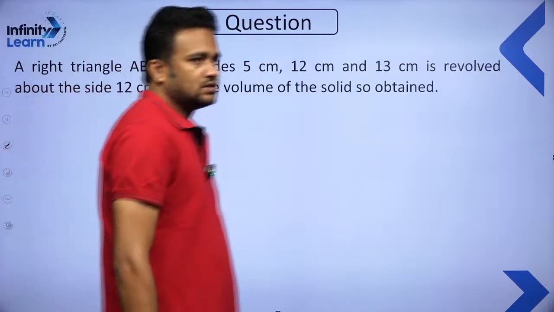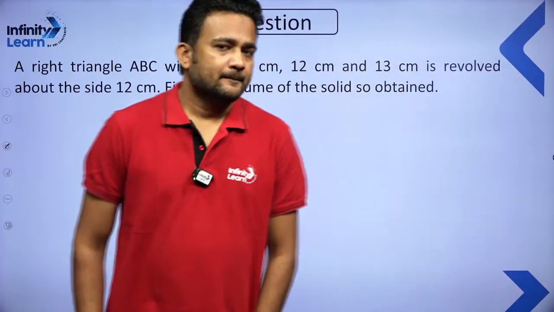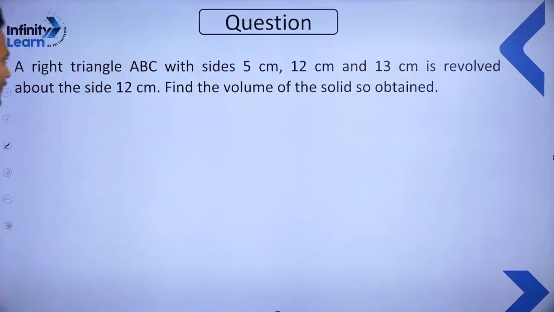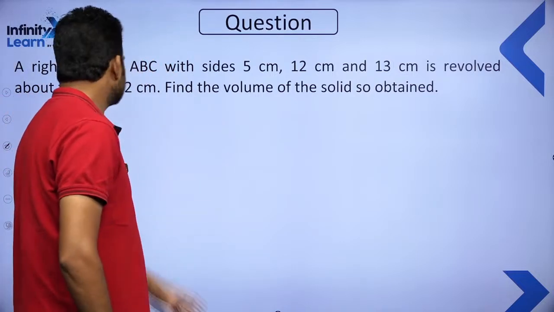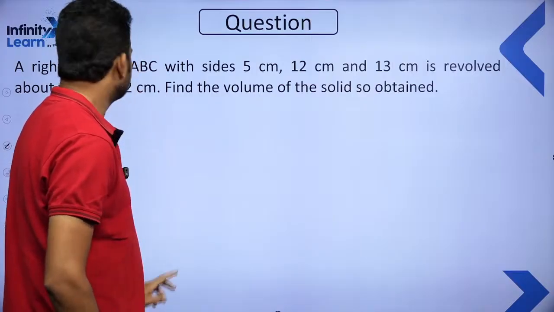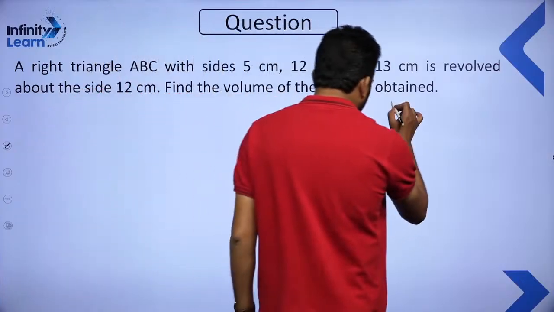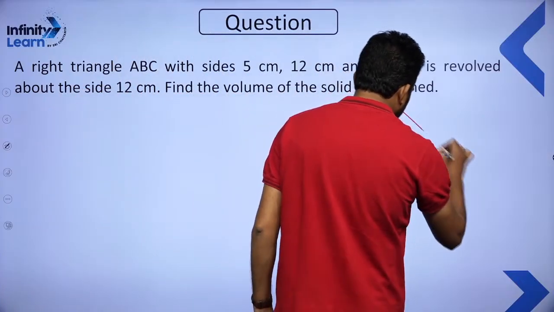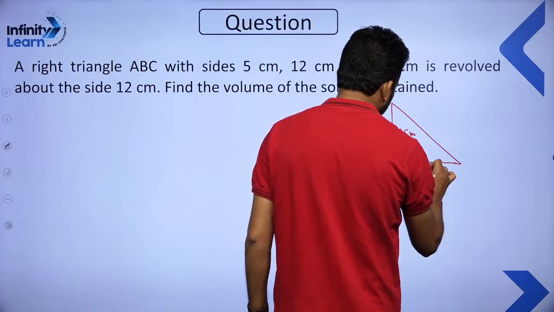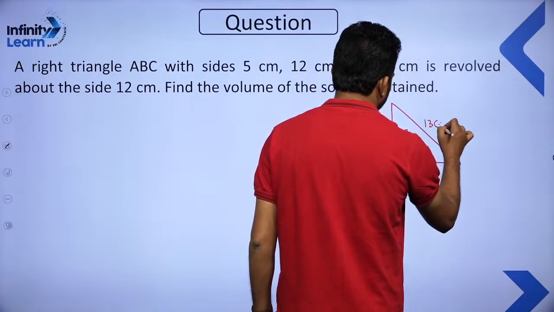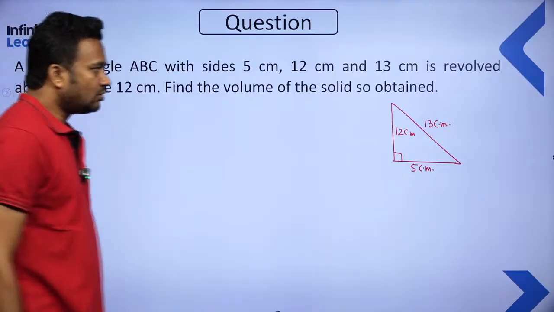So let us solve this question. Again, this is an easy question. A right triangle ABC with sides 5 cm, 12 cm and 13 cm is revolved about the side 12 cm. So we have to revolve across the side 12 cm. This is 12 cm, this will be 5 cm and this is 13 cm because this is a right angle triangle. Find the volume of the solid so obtained.